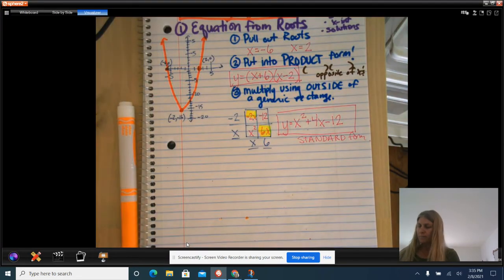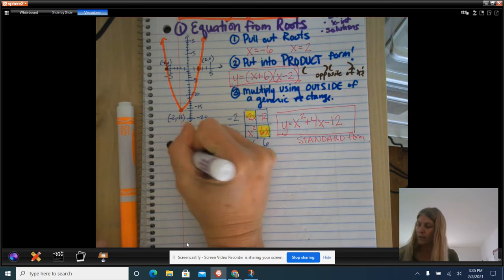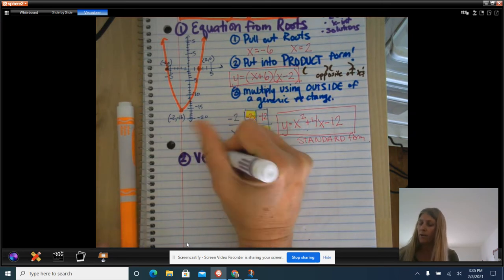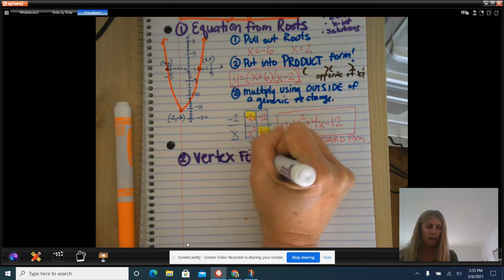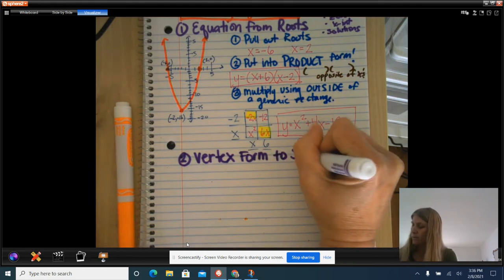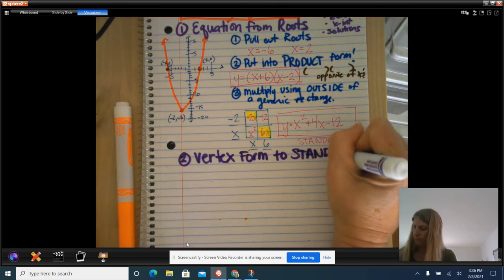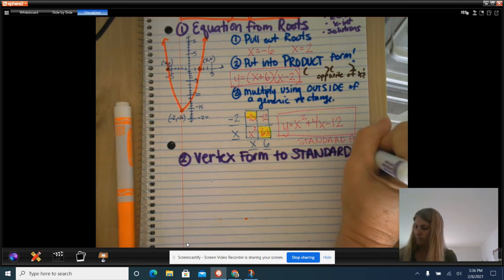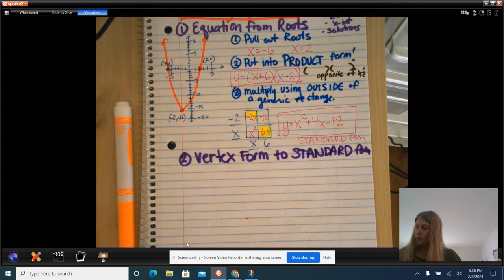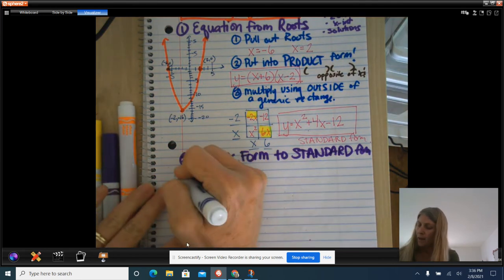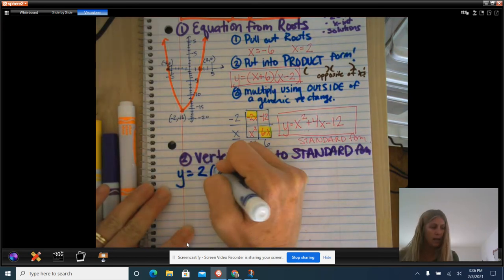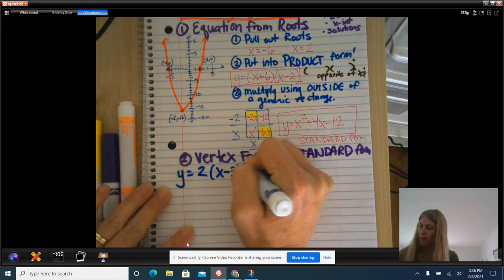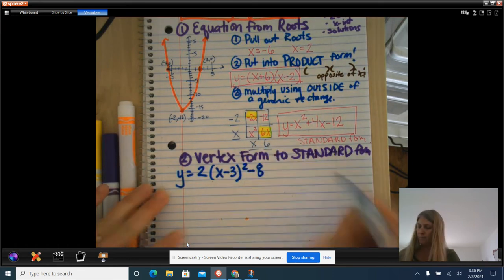Now, our second one, we are going to change from vertex form, which we learned last class, to standard form. Okay, so we're going to start with a problem in vertex form. y is equal to 2 times the quantity, x minus 3 squared minus 8.